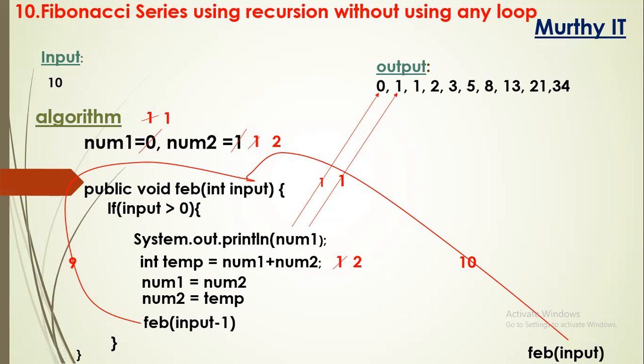Currently the input value is how much here? 9. Okay, currently the input value is 9. So by calling now with 9, previously we passed 9. Now 9 minus 1 means how much, sir? 8. By passing 8, it will be called.